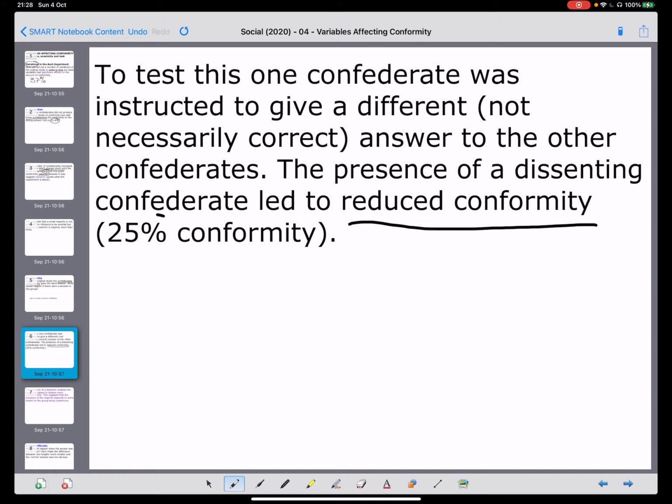Now, this percentage here of 25% is basically saying, look at all the critical trials and we see less conformity in total. We've got 37% in the original study, now we have 25%. So we know that if the group are not unanimous, we are less likely to conform. Unanimous being that the group all conform to the same answer.